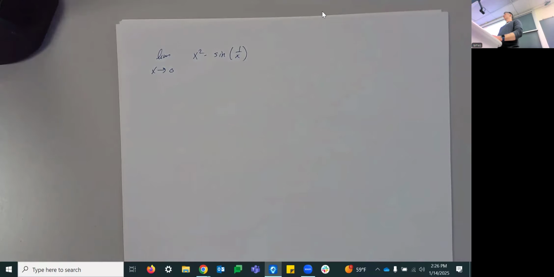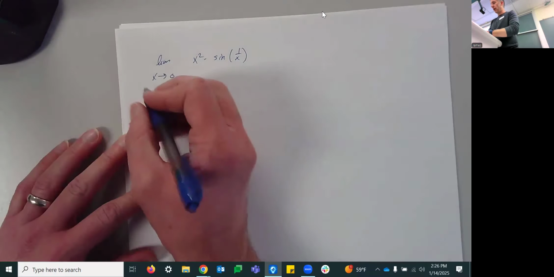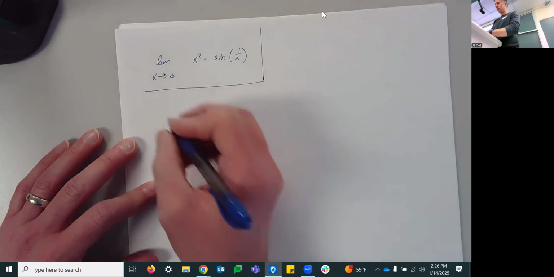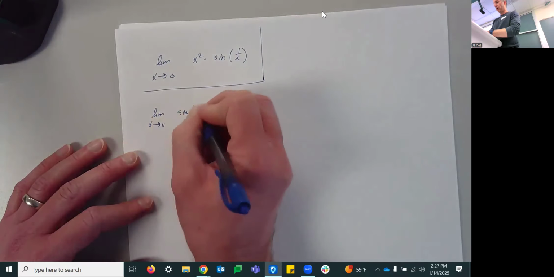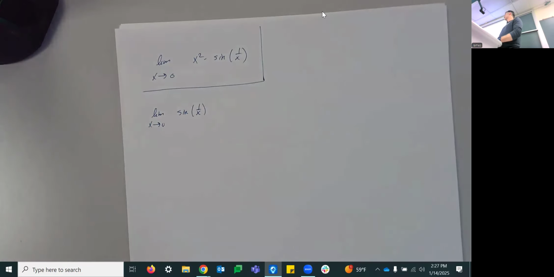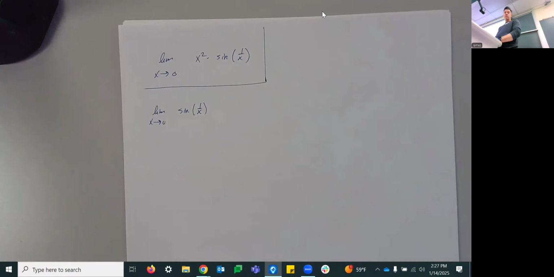But let's actually back it up for a second. Sorry, I know I just said that one. Well, let's actually first talk about this one. The limit as x approaches 0 of just sine of 1 over x. So this limit does not exist. Here's one way you can see it does not exist.